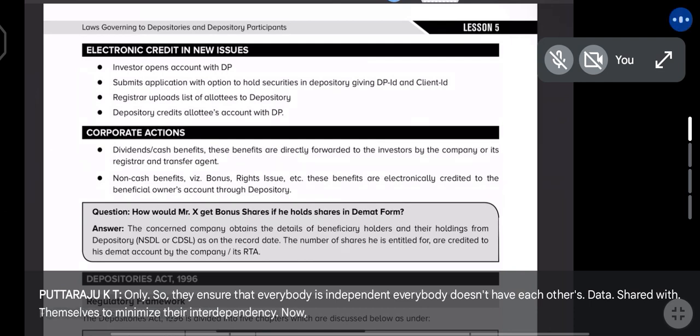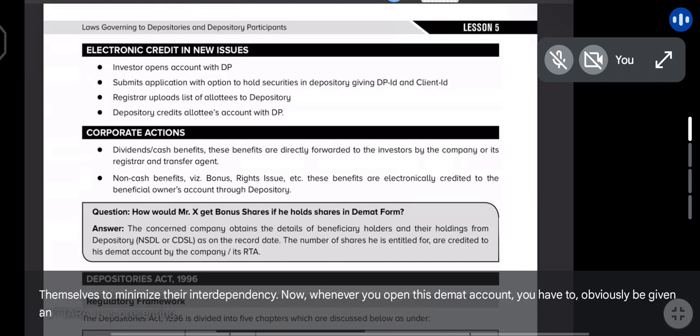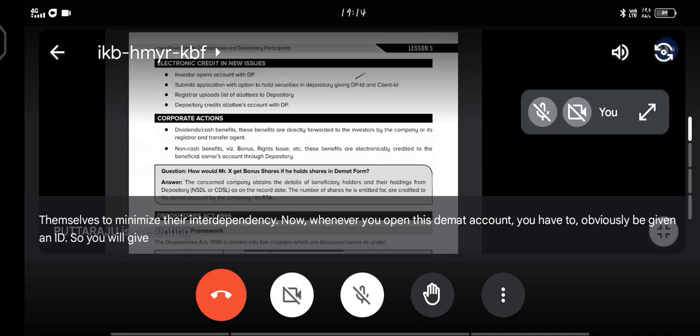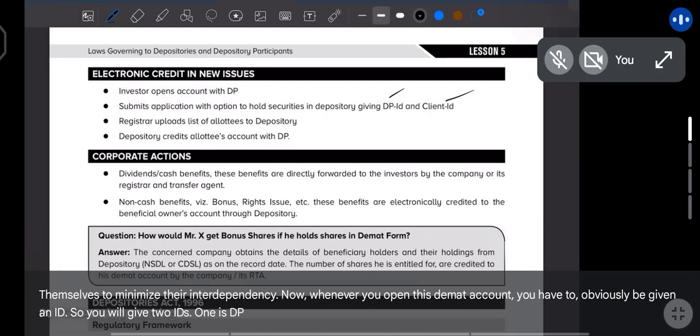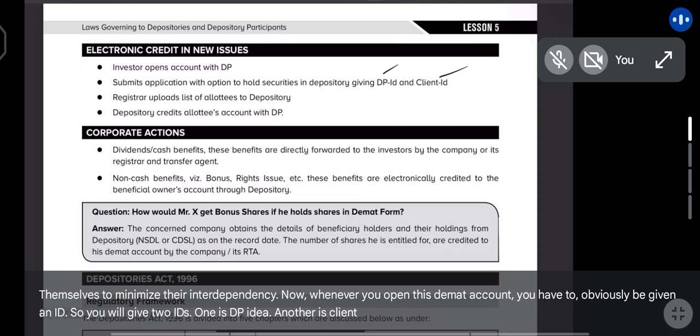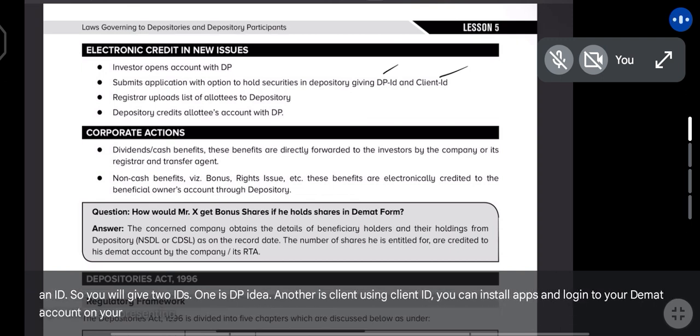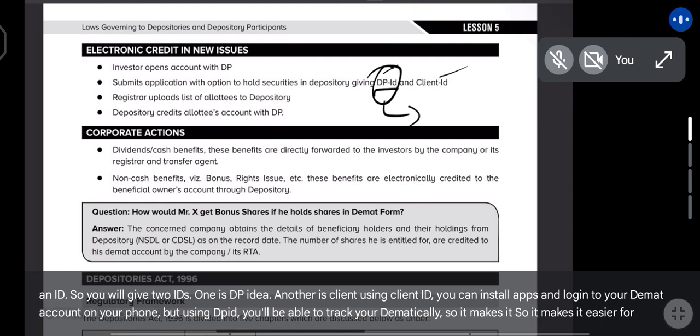Now, whenever you open a demat account, you have to obviously be given an ID. So you will be given two IDs. One is DP ID and another is client ID. Using client ID, you can install apps and log into your demat account on your phone. But using DP ID, you'll be able to track your demat account activity. So it makes it easier for NSDL and CDSL.